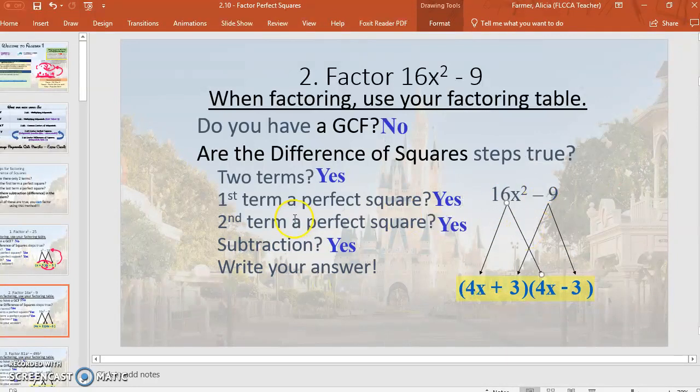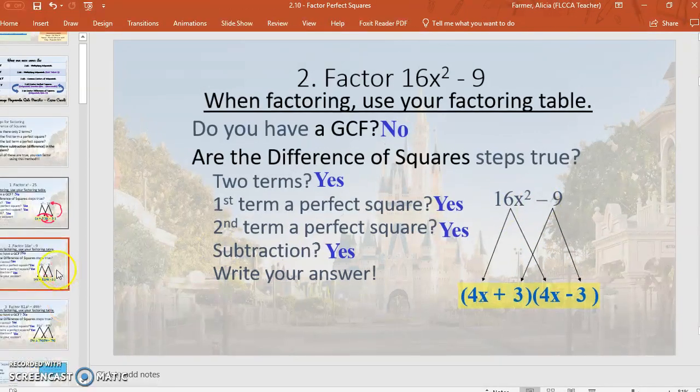And is the second term a perfect square? Absolutely. 9 can be broken down into 3 times 3. And is there subtraction? Yep. So that's why one gets a plus sign, one gets a minus sign, because this is technically negative 9.